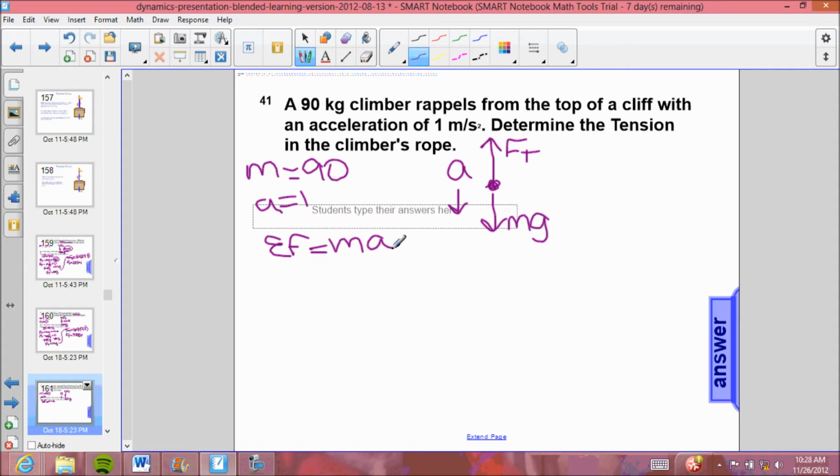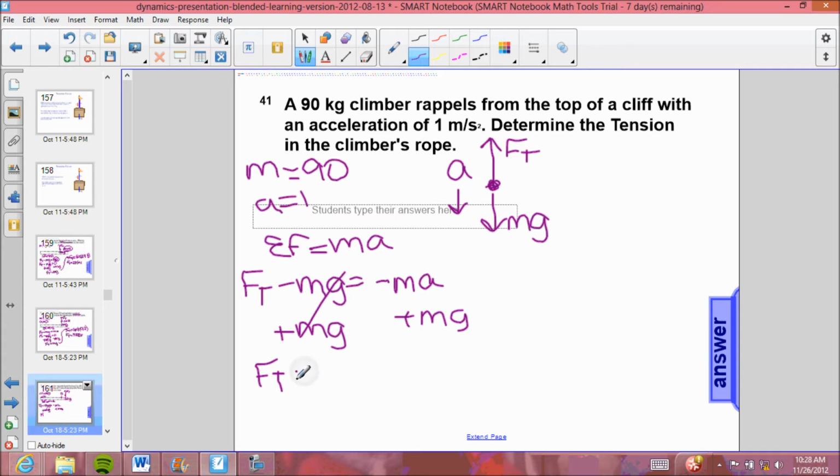Now we have to use our diagram. On the left side, we still have Ft minus mg. But now on the right side, since our a is going down, that means our ma needs to be negative, because the a is going to be negative. Now to get the Ft by itself, we add mg to both sides. And we get Ft equals mg minus ma. That ma was negative. Now all we need to do is plug in our numbers.